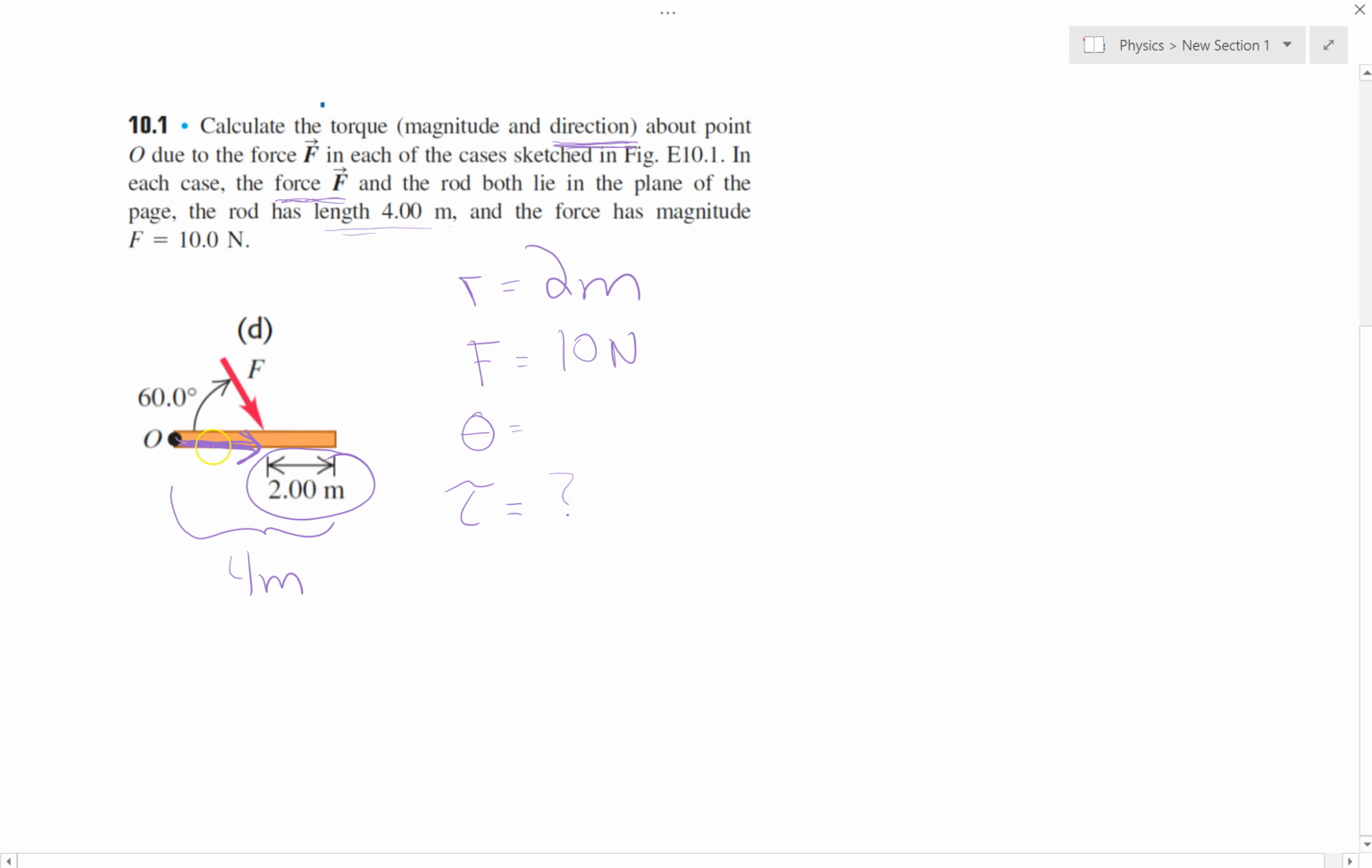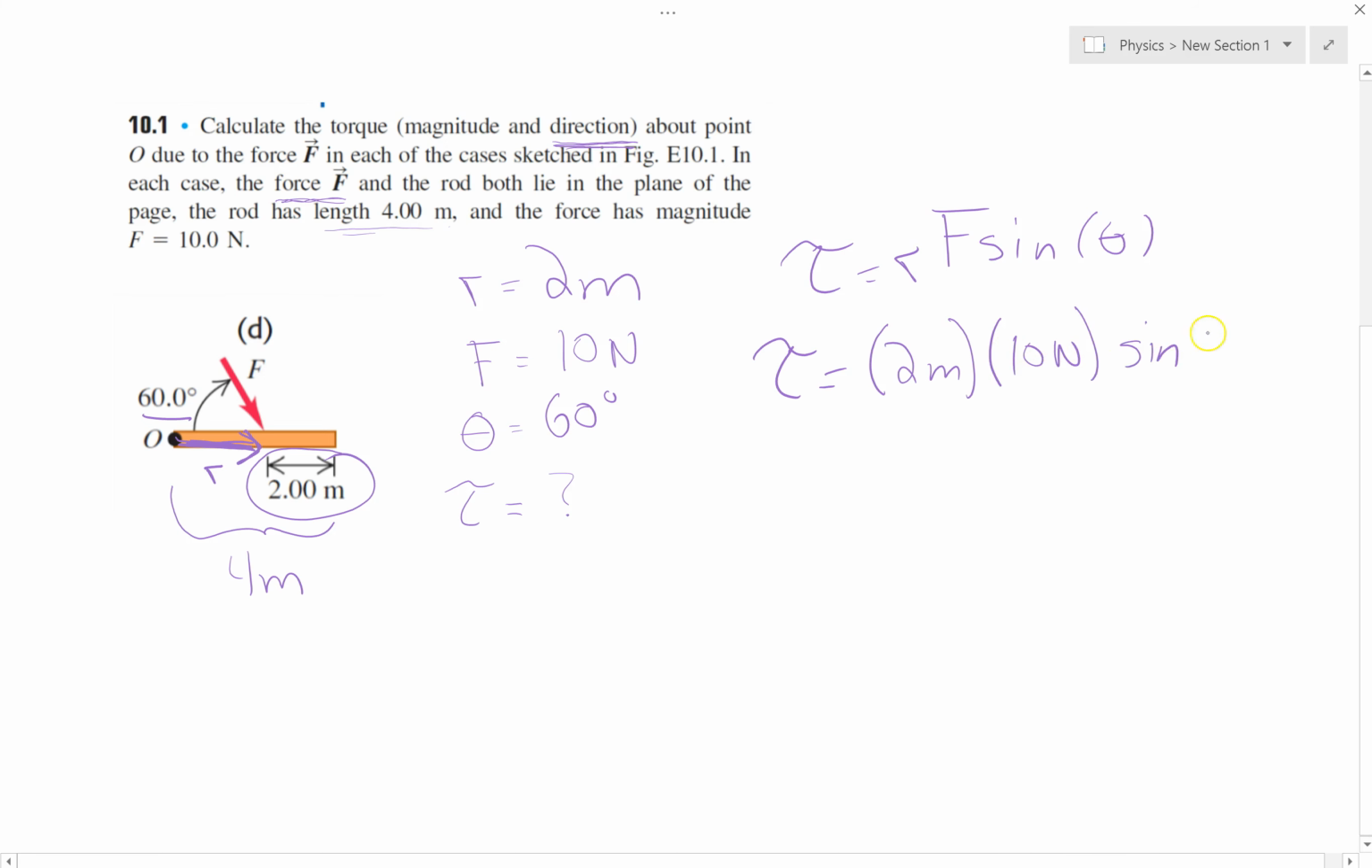Now, the angle between my lever arm R and my force vector F is given here as 60 degrees. So I'm going to fill that in on my table with my knowns and unknowns. And now I'm just going to solve exactly the same way we've been doing. I'm going to start by writing our formula: torque equals R F sine theta. Then I plug in my knowns: torque equals 2 meters times 10 newtons times sine of 60 degrees.